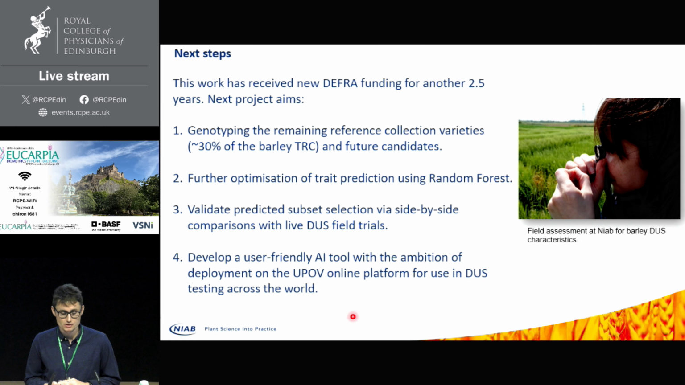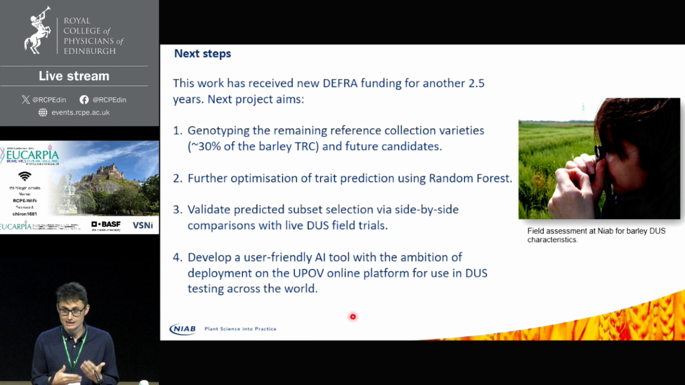We're going to further optimize the trait prediction, potentially using random forest, but also exploring some other methods, or other variations of random forest, I hope. So we've explored a continuous approach, we've explored a categorical approach, and I think we should do an ordinal-based approach now. So that's probably the next step.